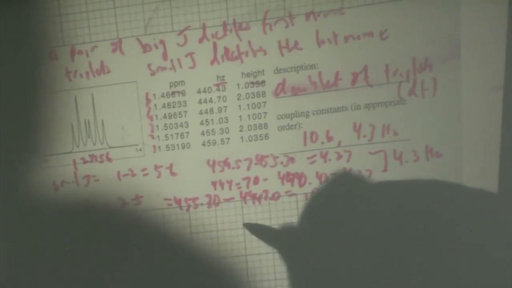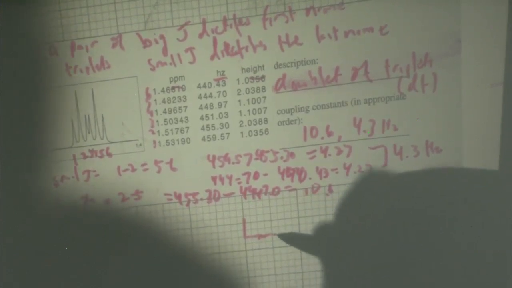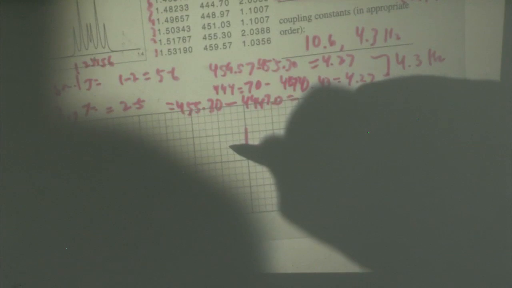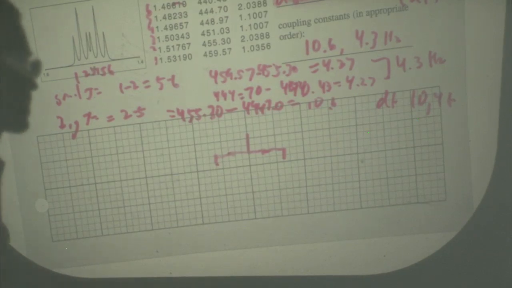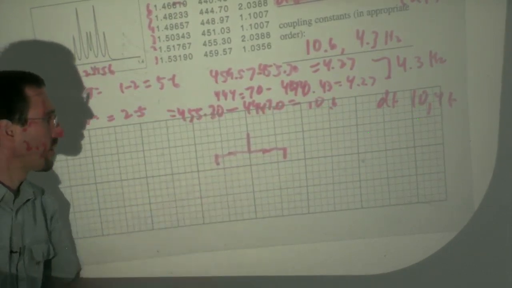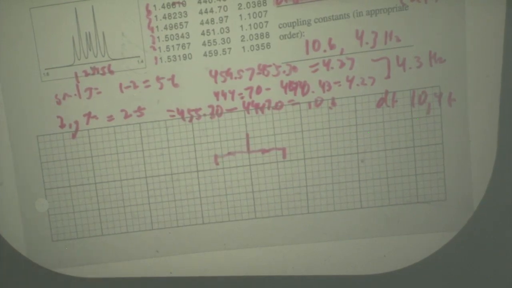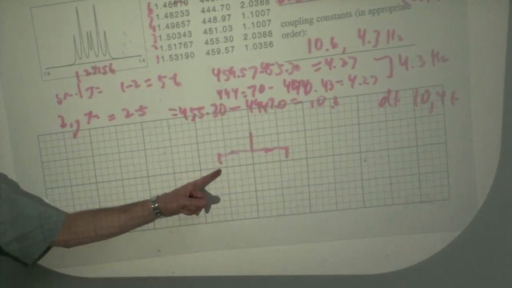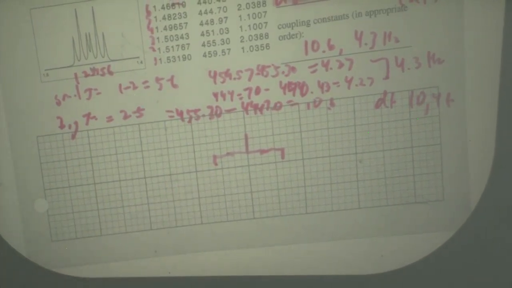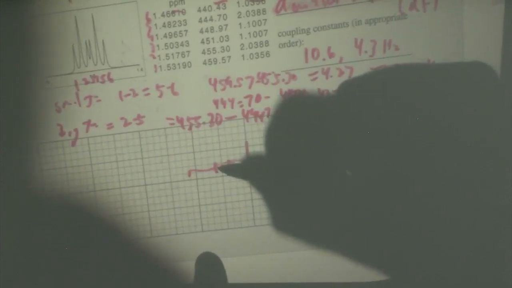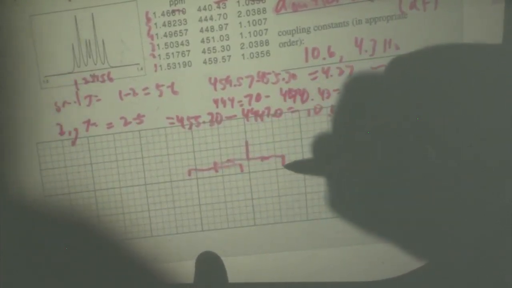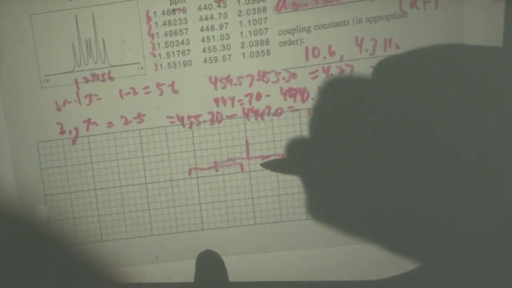So if I do my splitting diagram, I'm going to split out into 10 for the doublet. So I'm going to go 5 each way. So 1, 2, 3, 4, 5, 1, 2, 3, 4, 5. This happens to be 8 boxes to the inch graph paper. And then if I continue my splitting diagram, I'm going to split into a triplet with 4 hertz. And so I'm going to go out each way 4 and have a line in the center. So I can go out 1, 2, 3, 4, out 1, 2, 3, 4. And then on this one, I can go out 1, 2, 3.